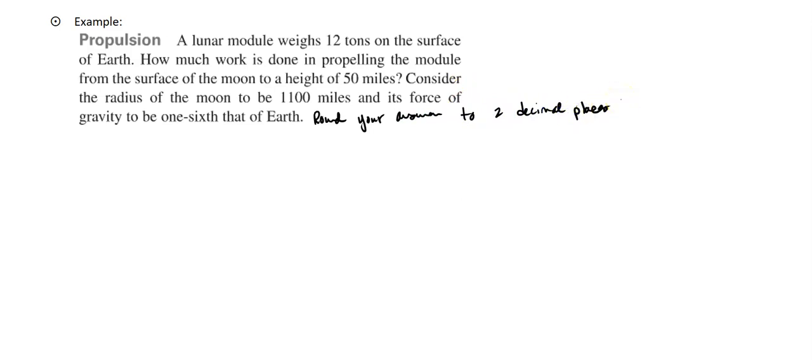Okay, so just from a practical standpoint, we've got the moon, and keep in mind this is not drawn to scale. The radius of the moon is 1,100 miles, and we want to propel this thing to a height of 50 miles. So really, we're only going from 1,100 to 1,150. It's not very far, so I put an extra 0 here. Be careful about that. 1,100 to 1,150.